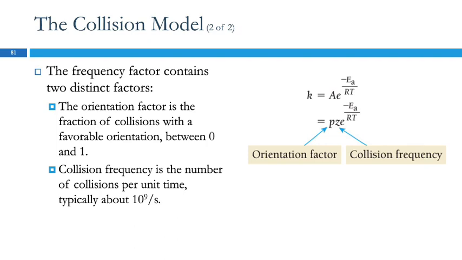So the frequency factor, A, that we were just looking at, has two parts to it: an orientation factor and a collision frequency. The orientation factor is the fraction of collisions with favorable orientation. It's going to be between 0 and 1. And the collision frequency is the number of collisions per unit time, typically about 10 to the 9th per second. Molecules are busy little boogers.